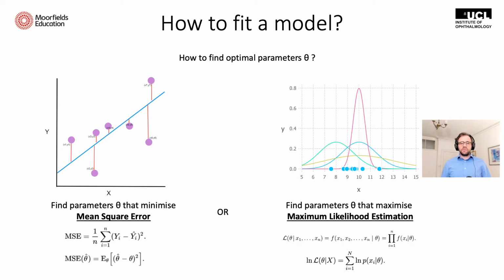So mean square error and maximum likelihood are different ways of thinking about the problem, but the end result should be the same. Generally, the mean square error is a simpler and more intuitive way of thinking about it, and this is what we're going to be using in our example of linear regression.